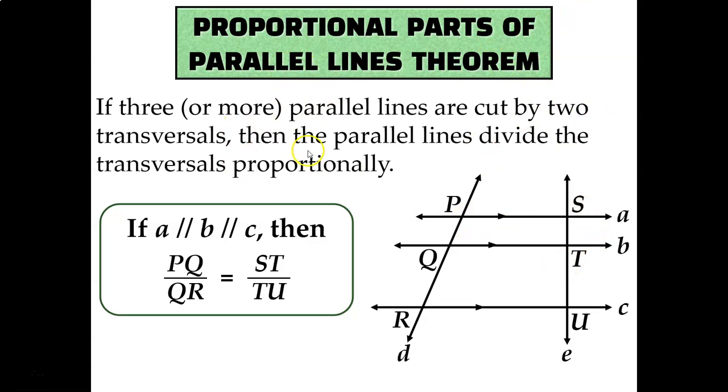And that's basically all that this theorem says: if three or more parallel lines are cut by two transversals, and these transversals are really like the sides of the triangles that we saw in the previous two theorems, then the transversals have been divided proportionally. So since lines A, B, and C are parallel, we can tell that PQ over QR is equal to ST over TU. In other words, the way that segment PR was divided by line B is proportional to the way segment SU was divided by line B.